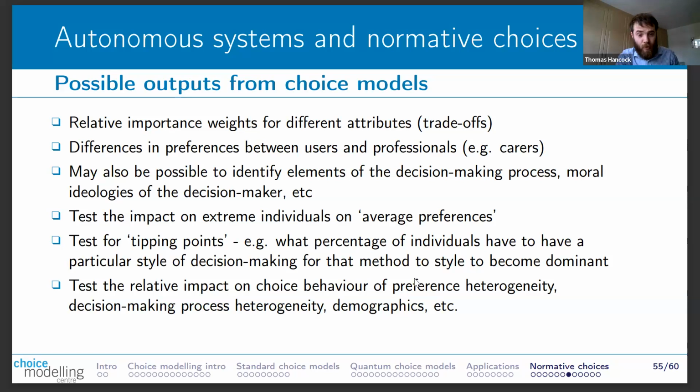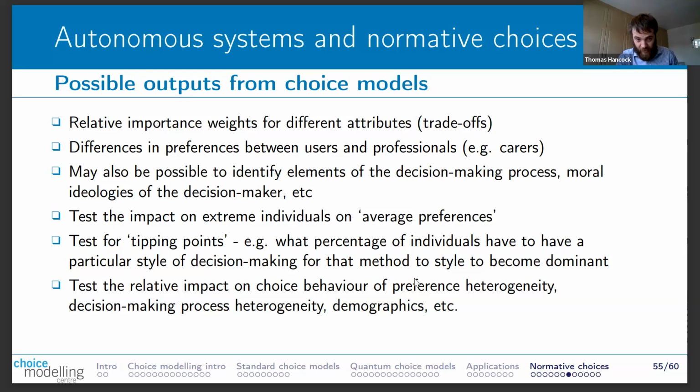So we're going to get relative importance weights for different attributes, which were stated instead in decisions optimization. We can look at differences in preferences quite quickly, and you can do subgroups, users or professionals, for example. We may be able to identify elements of the decision-making process that lead to certain decisions. And we can also quite quickly look at hypothetical or simulated data sets where we look at what happens if we have, say, extreme individuals and how that impacts average preferences.